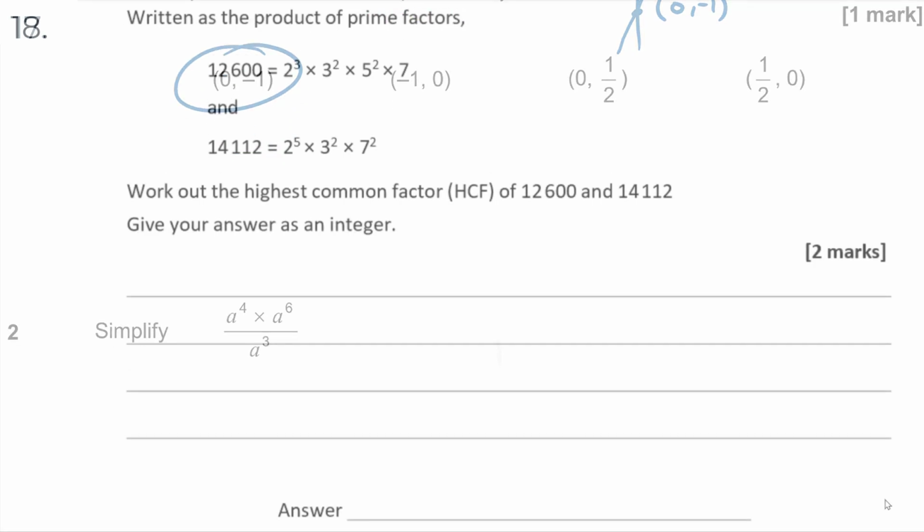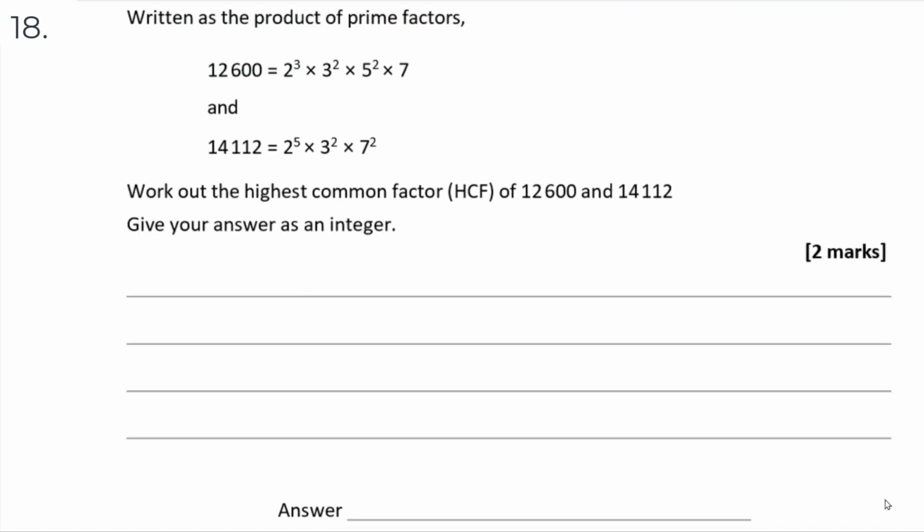So that point there where it passes the y-axis is the point (0, minus 1), that one there. Written as the product of prime factors, 12,600 is 2 cubed times 3 squared times 5 squared times 7, and 14,112 is 2 to the power 5 times 3 squared times 7 squared. Work out the highest common factor of those two numbers. Give your answer as an integer.